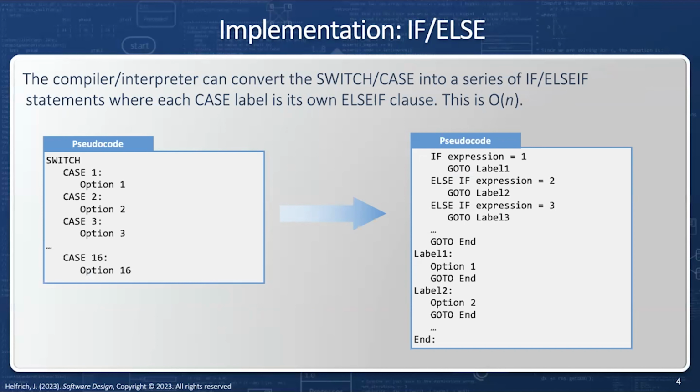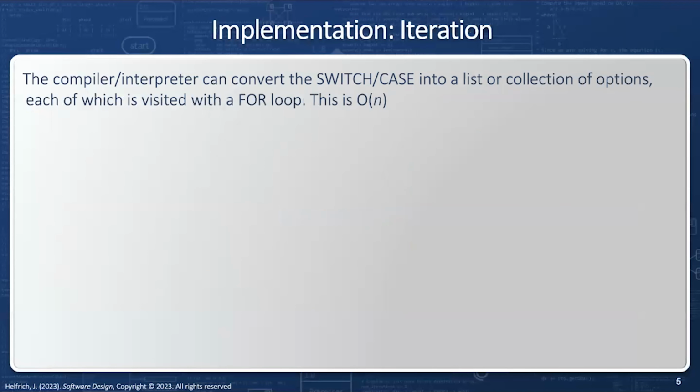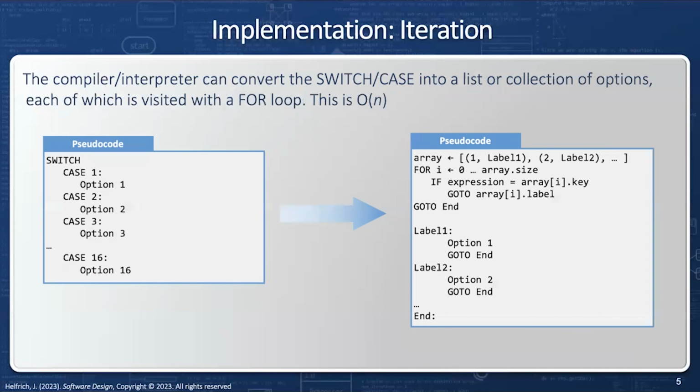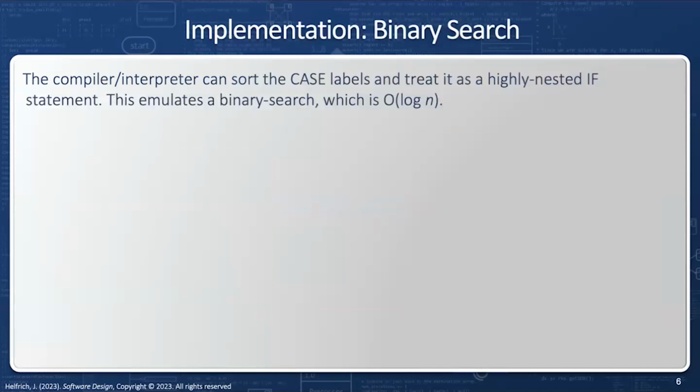If there are twice as many case labels, then there's going to be twice as many if statements in my pseudocode. The next one is an iteration. In this case, I'm going to take my switch case statement and turn it into a for loop. We're just going to go through each individual element if the expression equals the key. Now notice, this is also O sub n. If I double the number of case labels, I will also double the number of times I go through the for loop. The next one is a binary search.